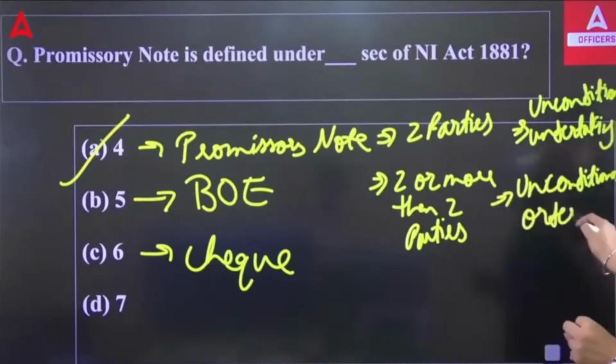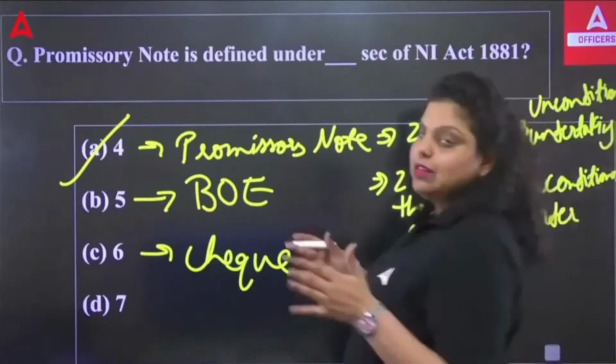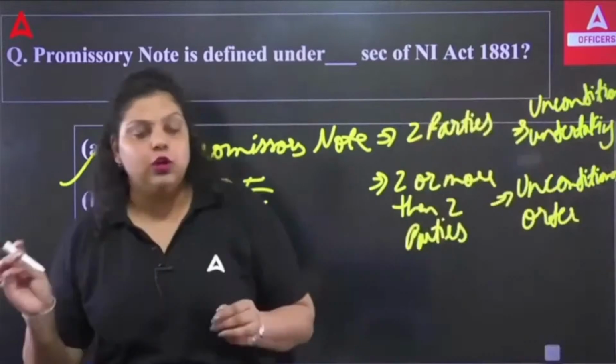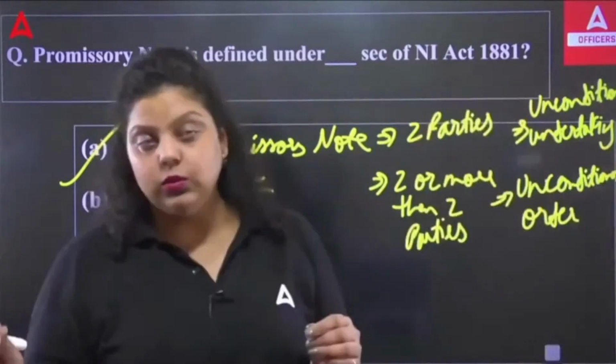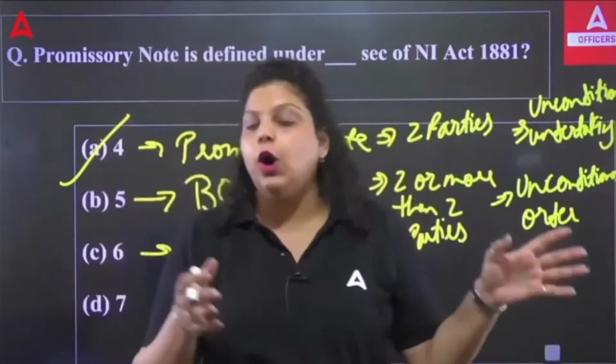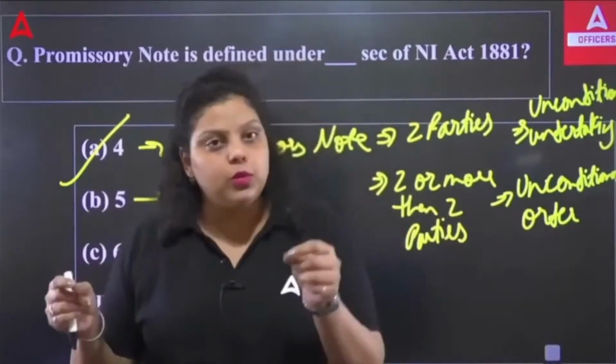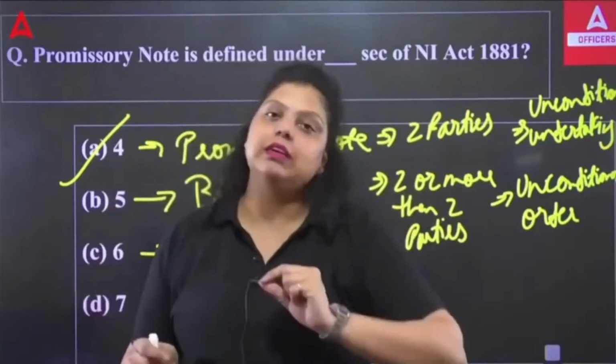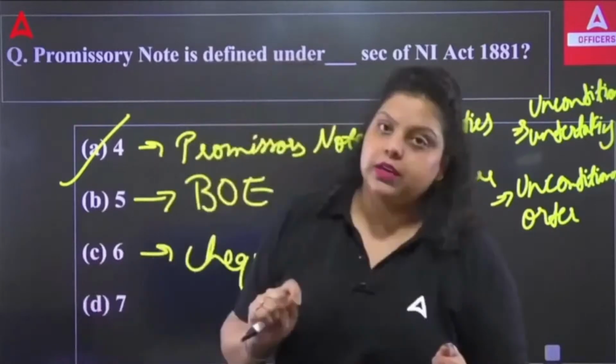Now, what is the difference between these? The promissory note is a negotiable instrument. It's a document in writing, not containing a currency note. It promises to pay a certain sum of money to a certain person or to the order of the bearer. But one thing is very important, that is the unconditional undertaking. The promissory note is a document in writing which contains an unconditional undertaking to pay a certain sum of money to a certain person or to the order of the bearer.